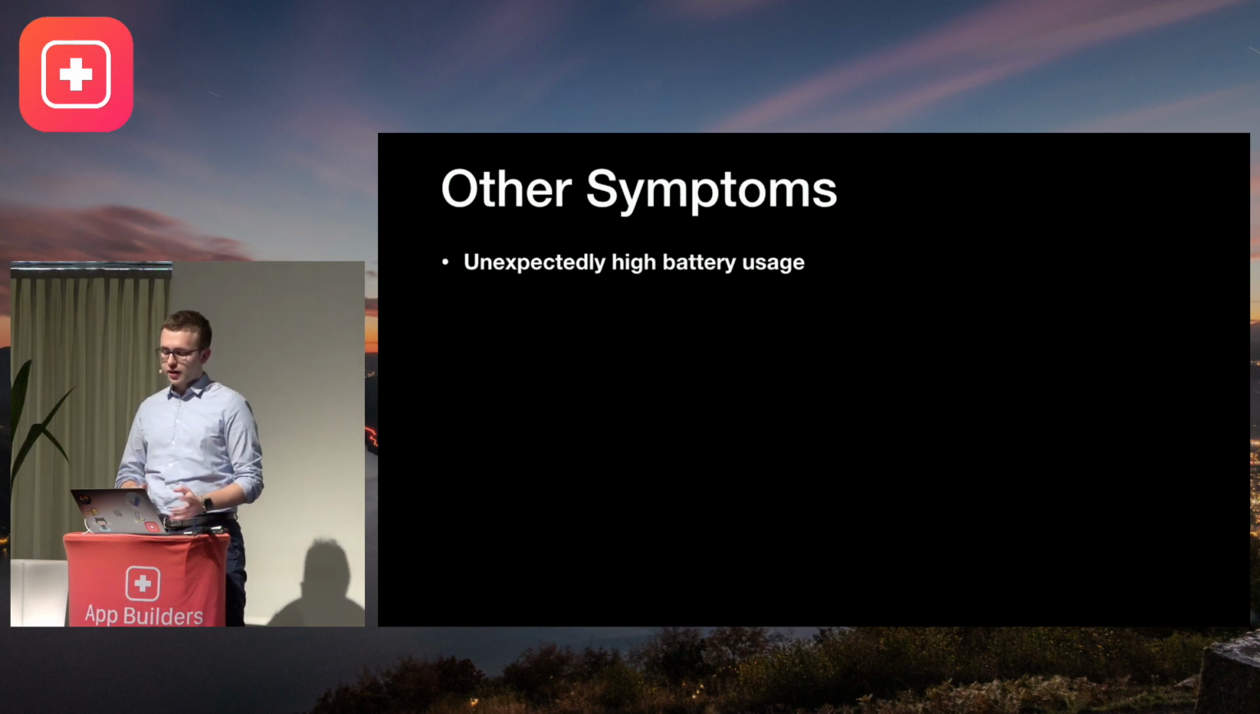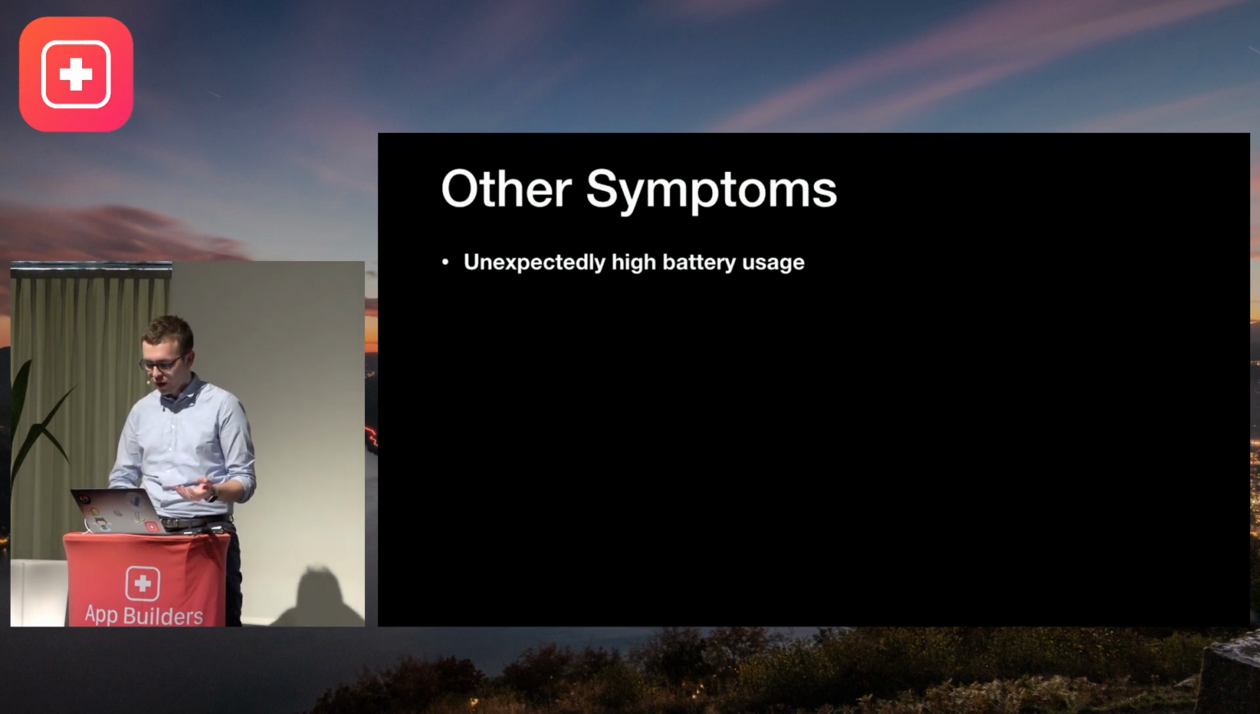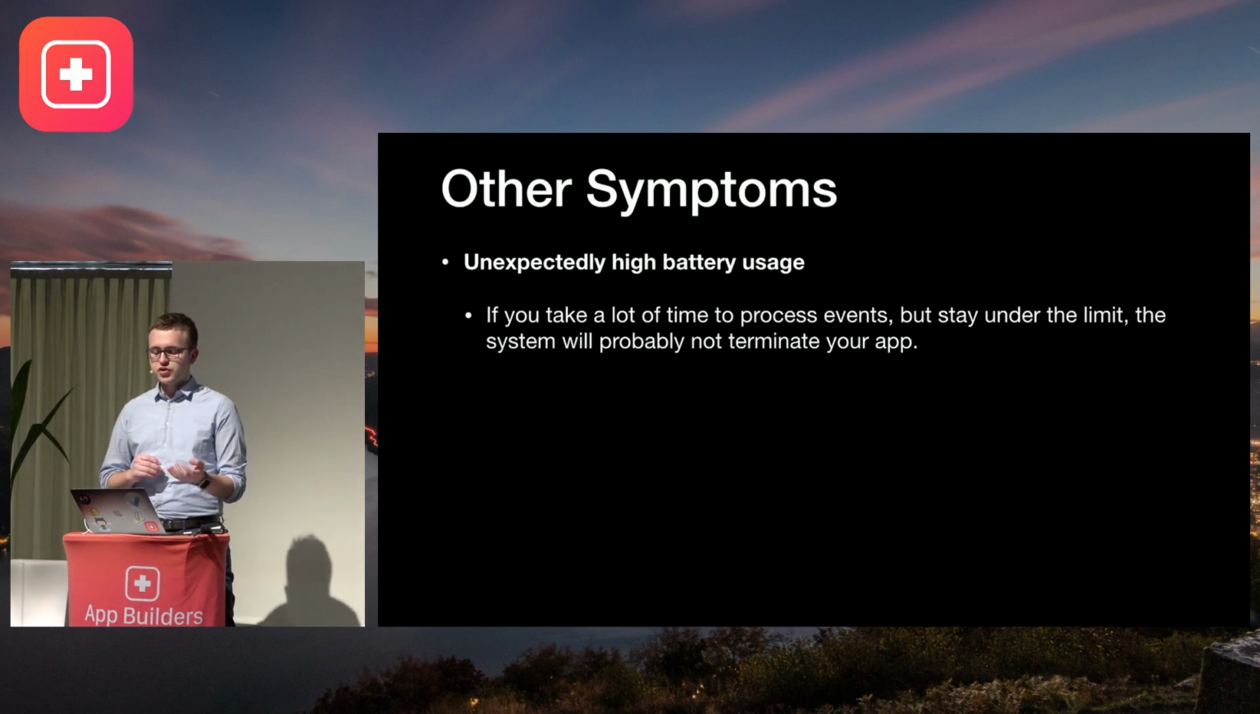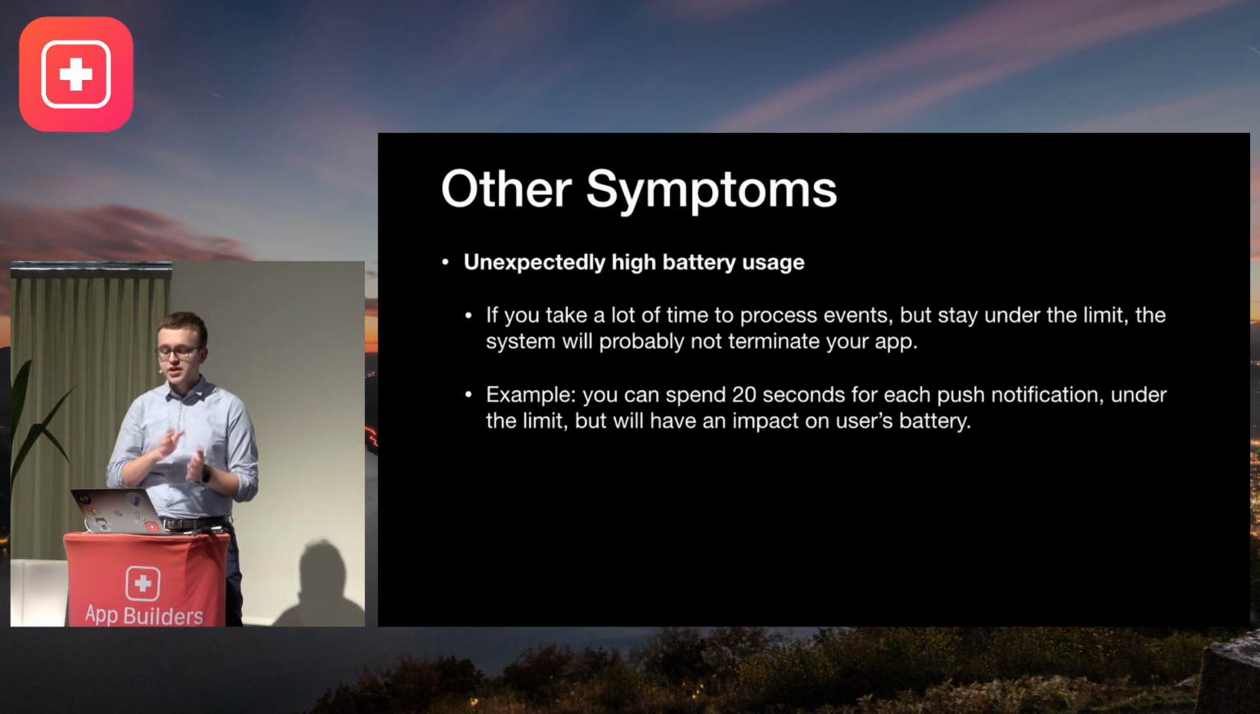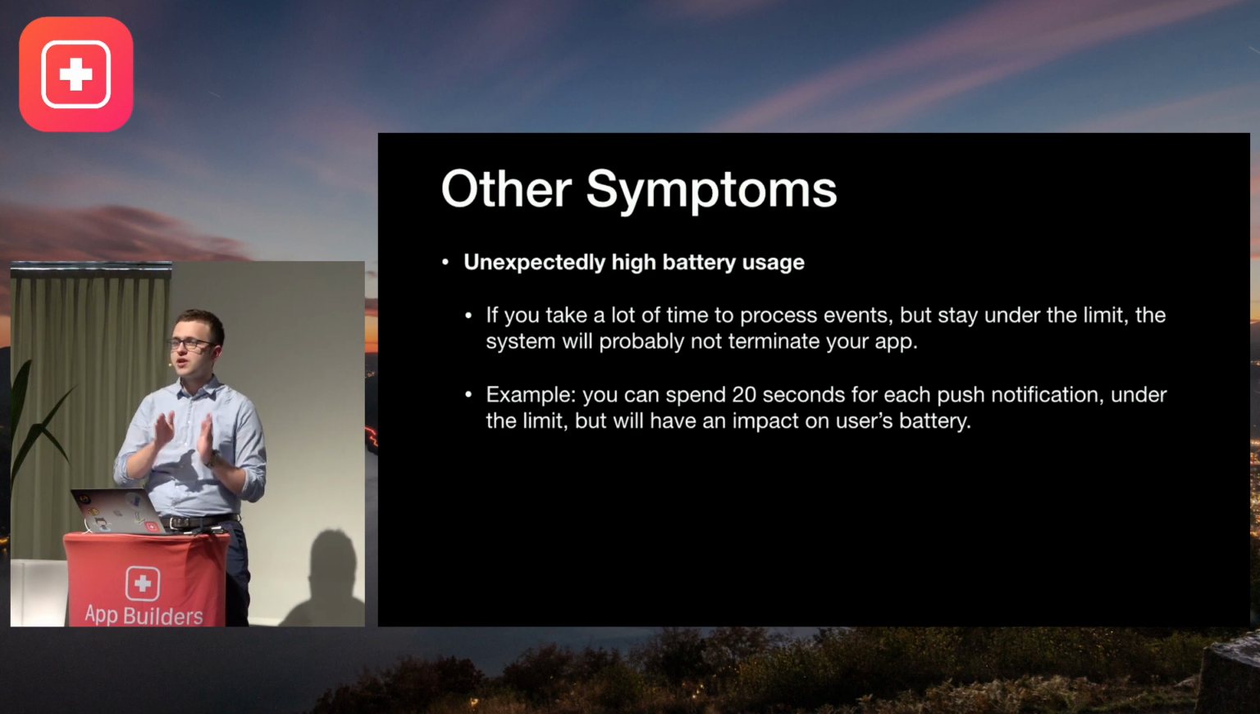And one last thing to check when you are debugging background issues is how long your app spent in the background compared to one of your competitors, for example. This is useful because sometimes you might be spending a lot of time in the background processing some data, but just always take under the system limit. For example, if you spend 20 seconds for every push notification, you will most likely be fine because this is technically under the limit, and the system will not terminate your process. However, these 20 seconds add up, and that might be detrimental to the user's battery life.